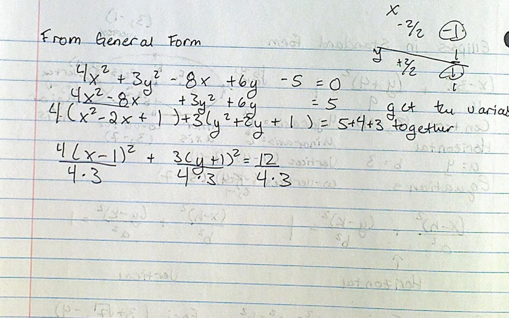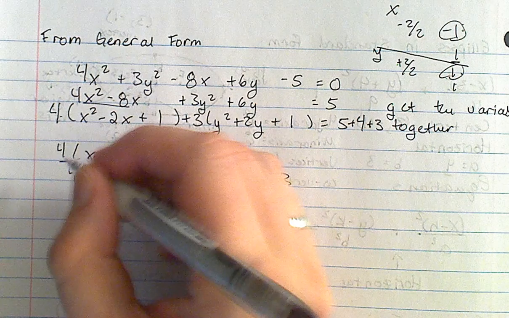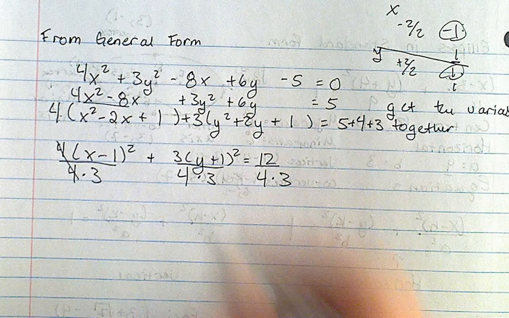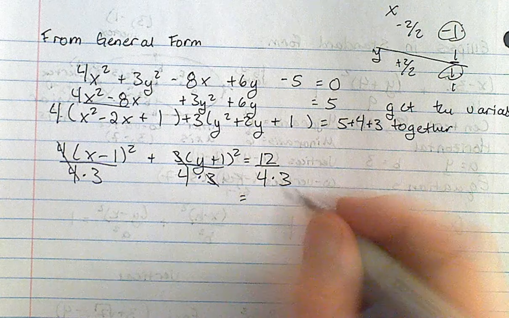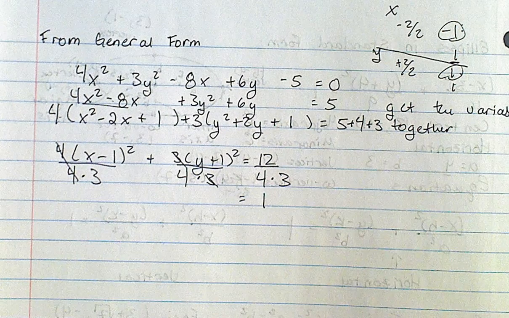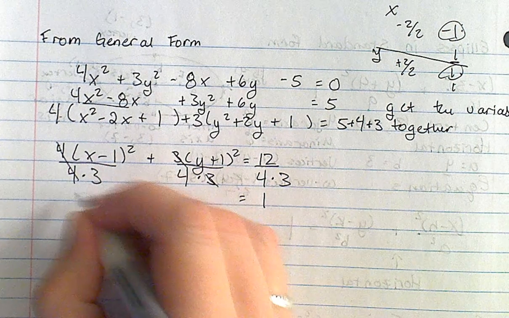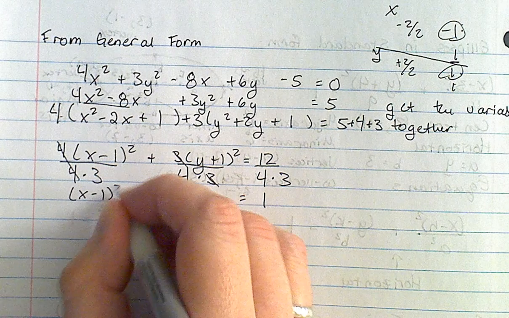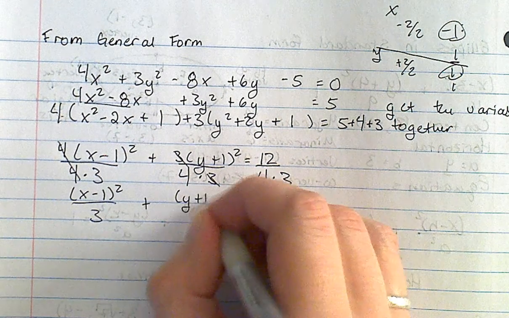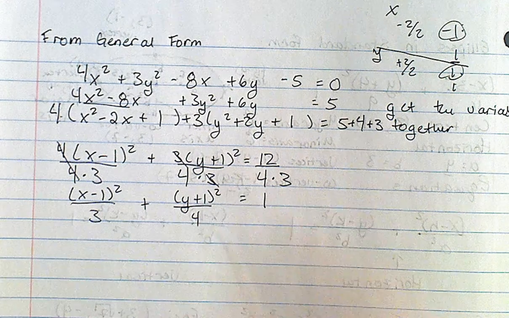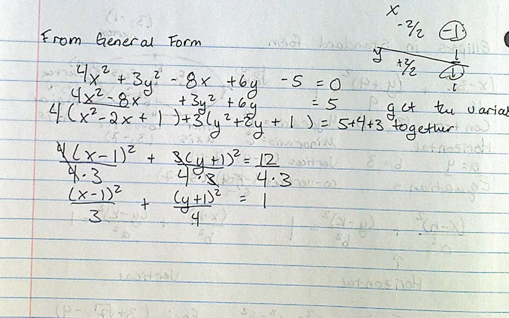Right, and so now, on the x's you can cancel out the 4s, on the y's you can cancel out the 3s. And then 12 divided by 4 times 3 is 12 divided by 12, which is 1. So now it's x minus 1 quantity squared over 3 plus y plus 1 quantity squared over 4. And now it's in standard form of an ellipse.